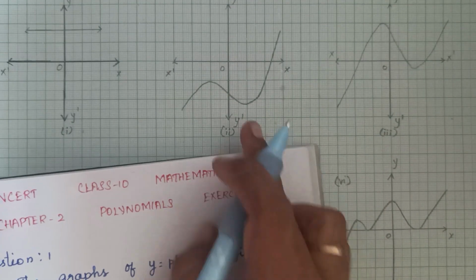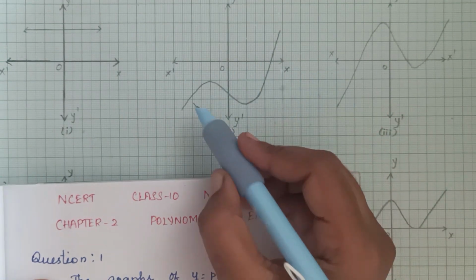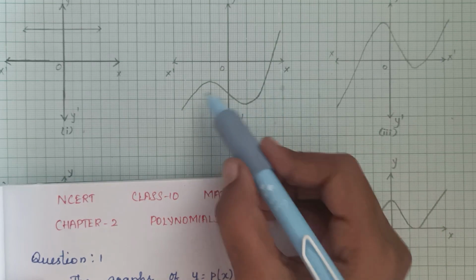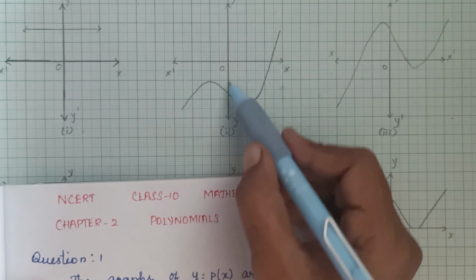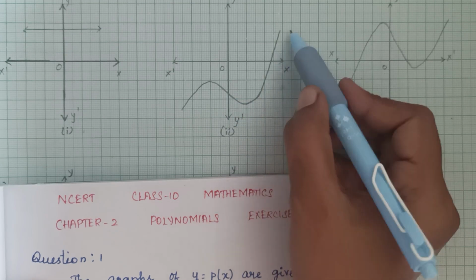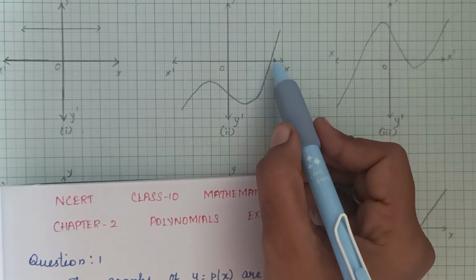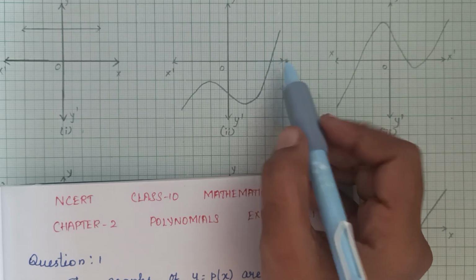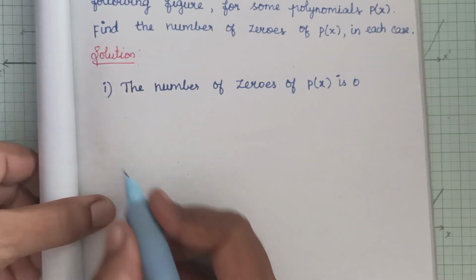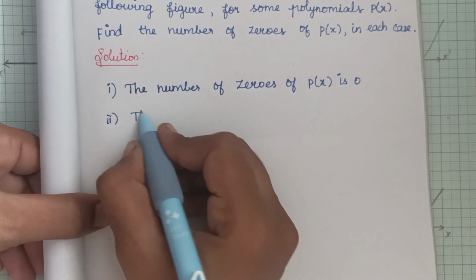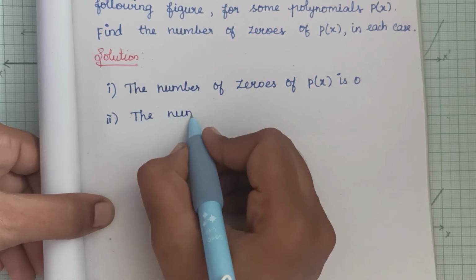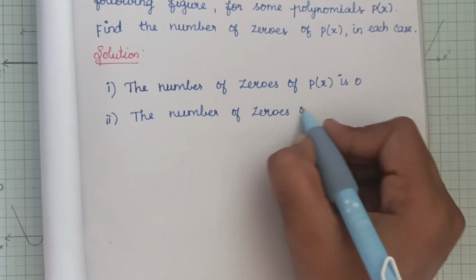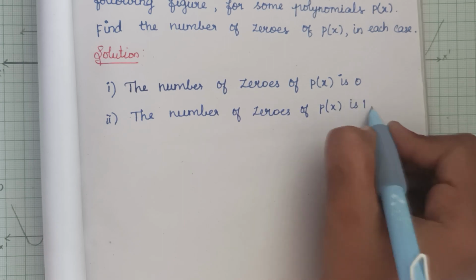Okay, so the second one, look at the second graph. So how many times does the graph cut the x-axis? So just check it here. From here it does not, it is the y-axis line, so we should not consider this. And then here this is the x-axis line. So the graph intersects the x-axis at only one point. So we can write here for the second one, the number of zeros of p(x) is 1.